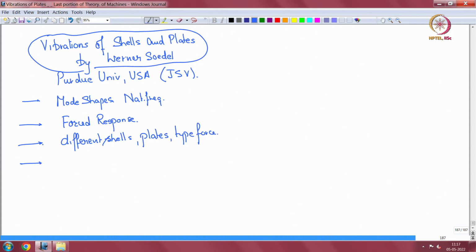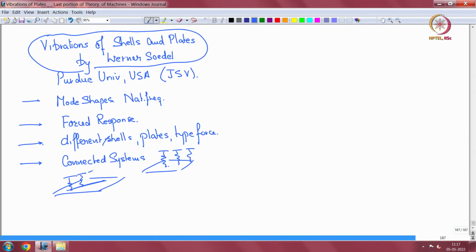Then the last main topic would be connected systems. Once two systems are connected, for example a plate is connected to a spring, how do the systems change and so forth, or a plate is connected to multiple springs, or how to put a line constraint using springs. Along this direction I want to constrain the plate, so how to do that using a bunch of springs. So, for connected systems, the method is called the receptance method.